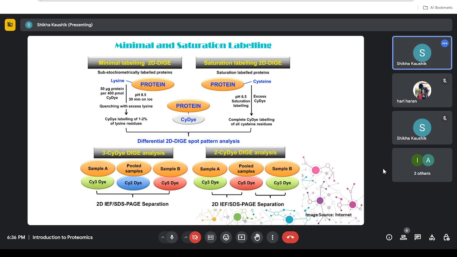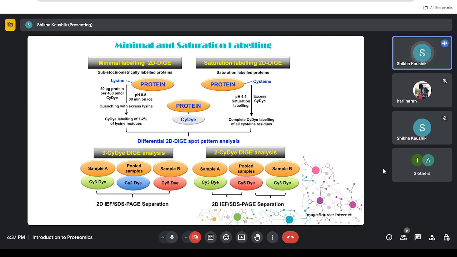But here, the time as well as the kind of dye you are using and the time you are giving for the labeling is different. So in both, your protein-dye complex is the same, like you are getting a complex of protein, I mean dye associated with your protein.